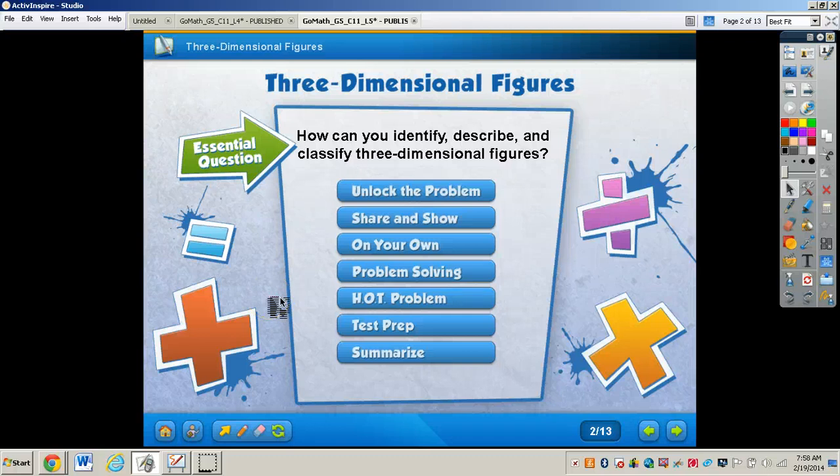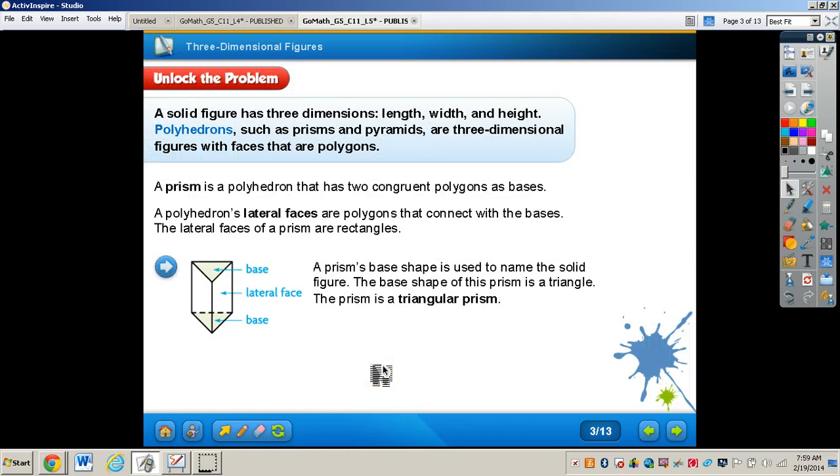In this video, we are going to be taking a look at three-dimensional figures, and the essential question that we are going to figure out is how can you identify, describe, and classify three-dimensional figures. So a couple things that we need to go over just to get some background knowledge on three-dimensional figures. First of all, it's important to understand that a solid figure has three dimensions: length, width, and height.